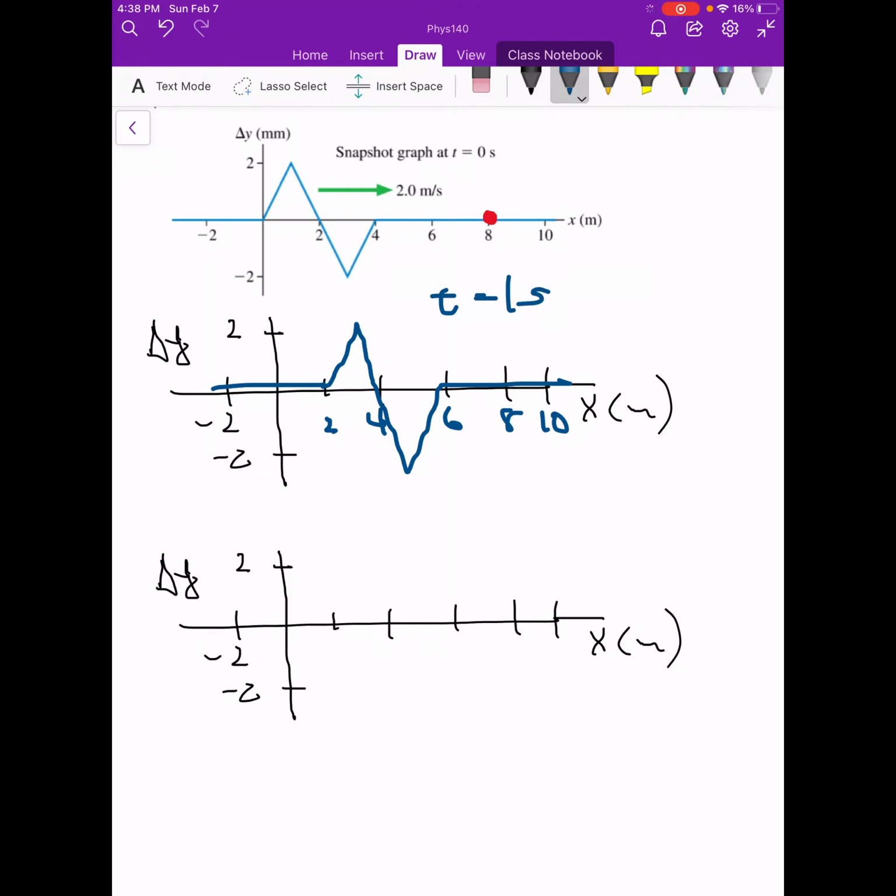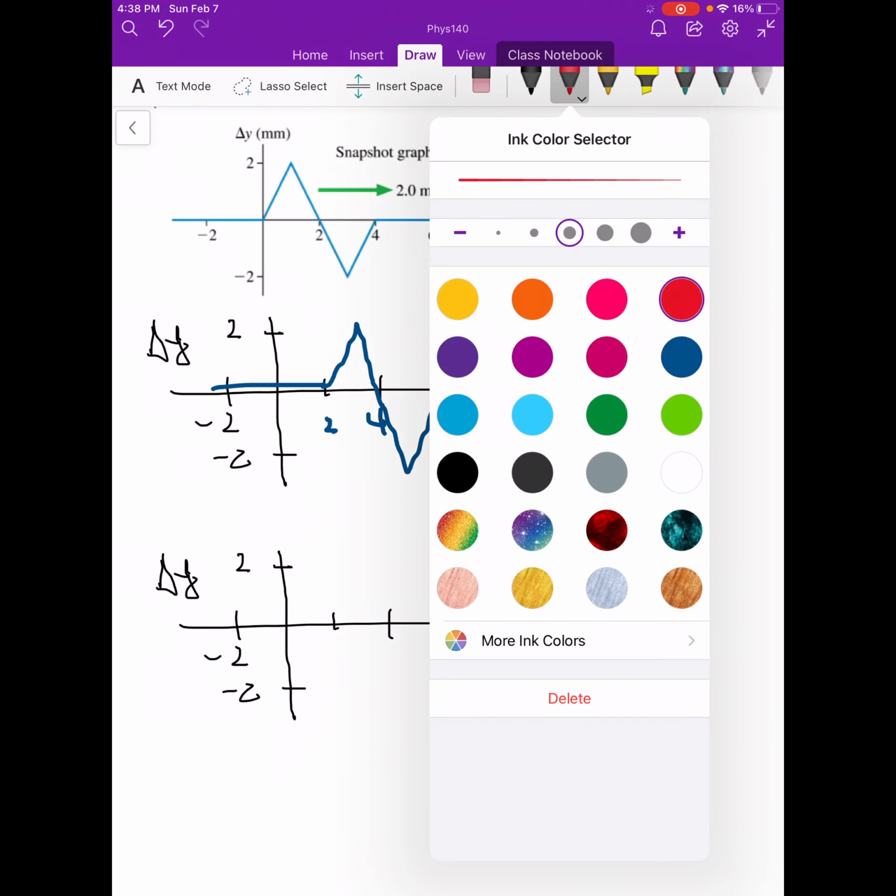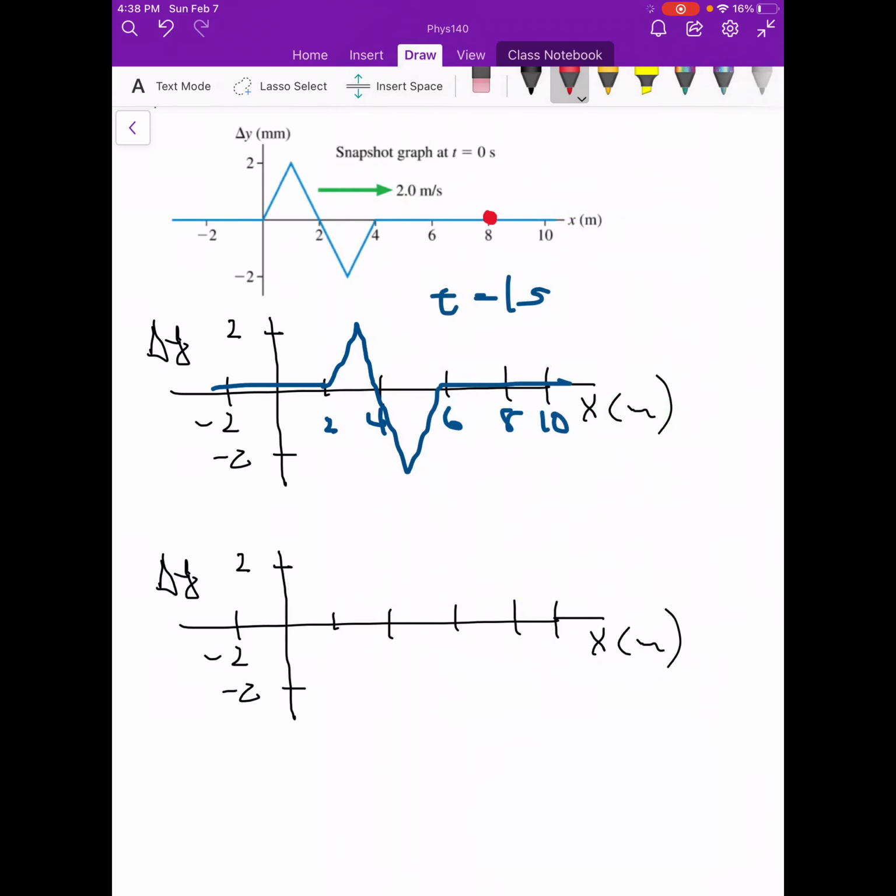Okay, and now what happened? And so notice what's happening at 8, right? At 8, right here, so let's put an X. Let's make this red again. So we're caring about 8 right here. This is 8 right here. All right, we're going to go back to blue.